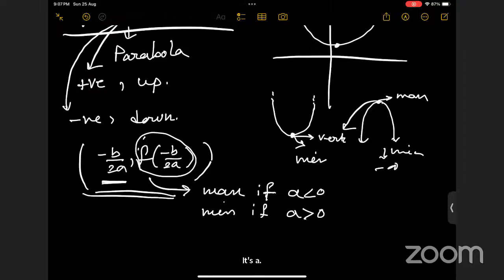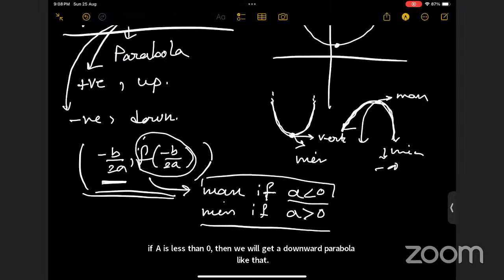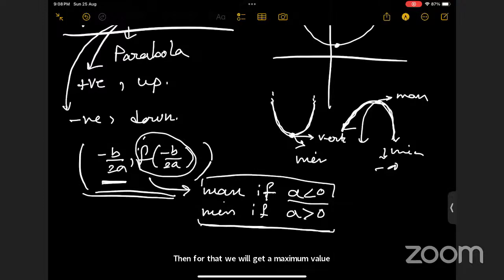If a is greater than 0, then we will have an upward parabola, right? For an upward parabola, we can find the minimum value. And if a is less than 0, then we will get a downward parabola like that. Then for that, we will get a maximum value. That's why I wrote maximum if a is less than 0 and minimum value if a is greater than 0.